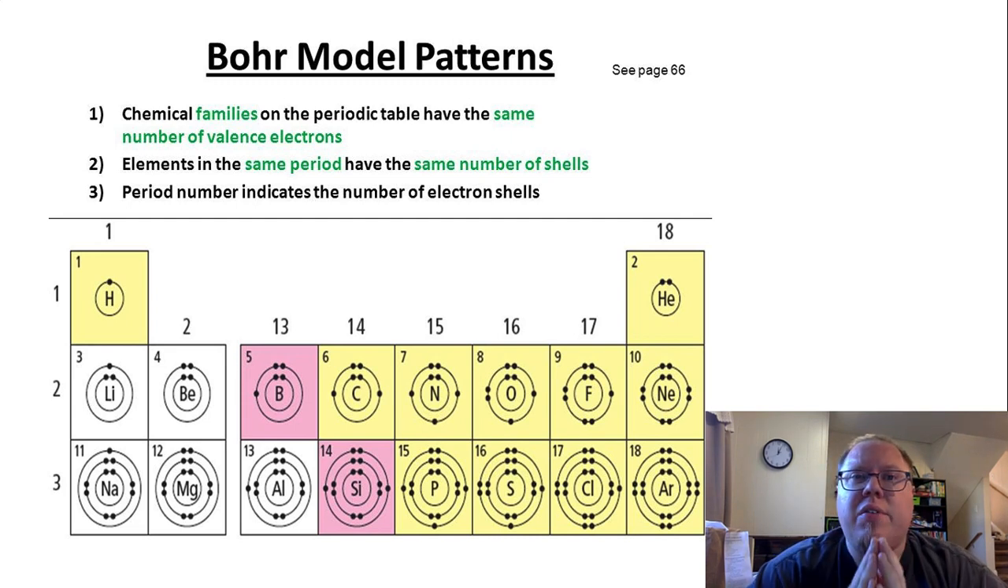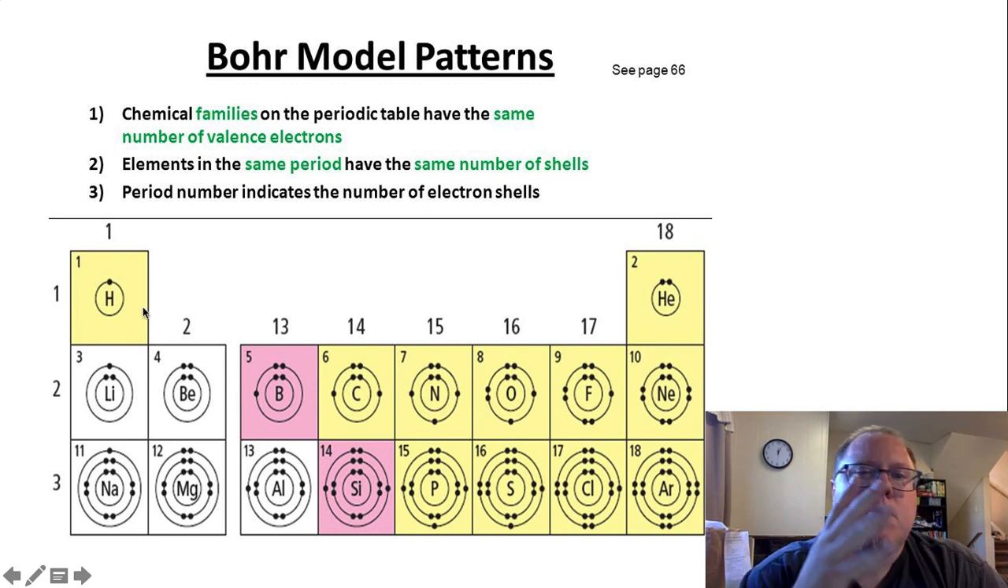Now, here is a periodic table. It's only the first three rows of the periodic table. You will see that there's actually a little break here like you would normally see on a periodic table. But it shows the Bohr models of the elements in these first three rows. And there are a couple of patterns.